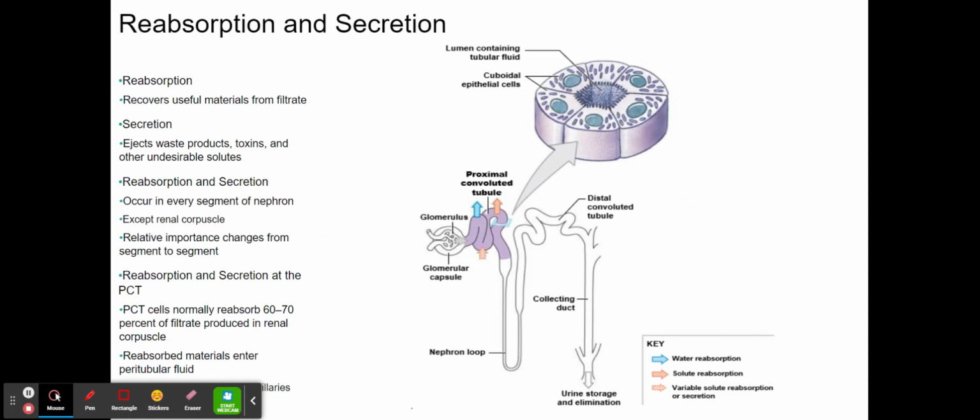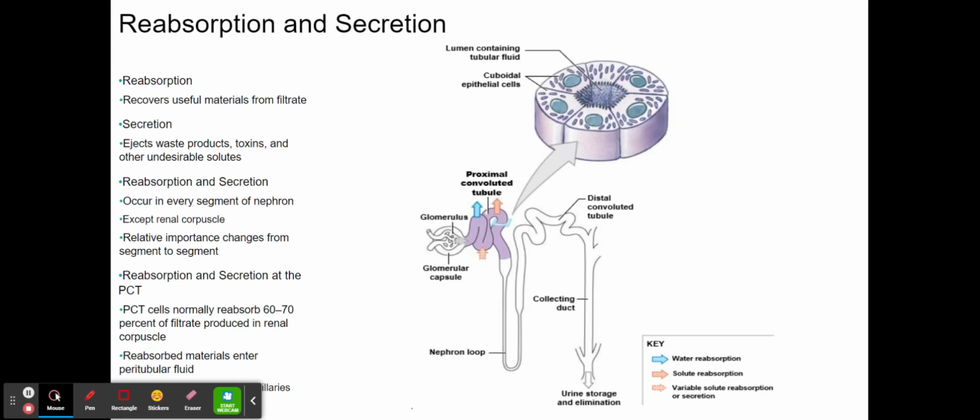Reabsorption recovers useful materials that have entered the filtrate. Secretion ejects waste, toxins, or other undesirable solutes that did not leave the bloodstream at the glomerulus. Both processes take place in every segment of the nephron except for the renal corpuscle. Their relative importance changes from segment to segment.